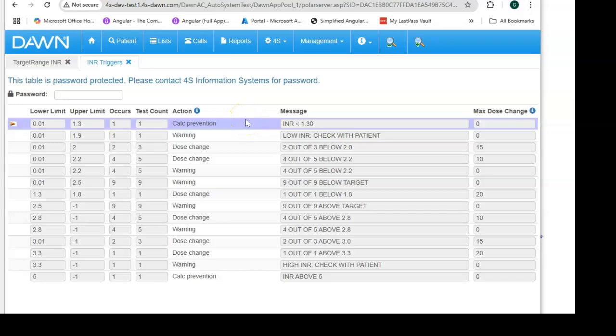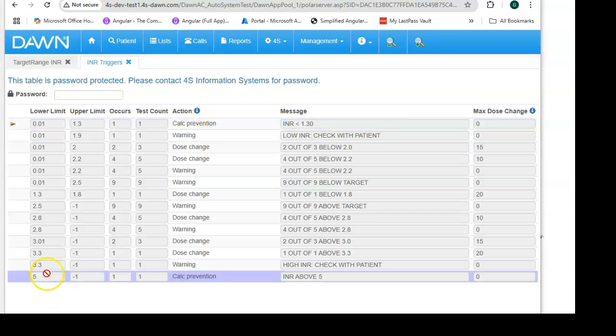First one is calc prevention. So as we can see here, if the INR is less than 1.3 just once, we're not going to let DAWN suggest a dose. You will have to dose that patient manually. And on the high side, the same applies if the INR is above 5. This -1 here simply means no limit.